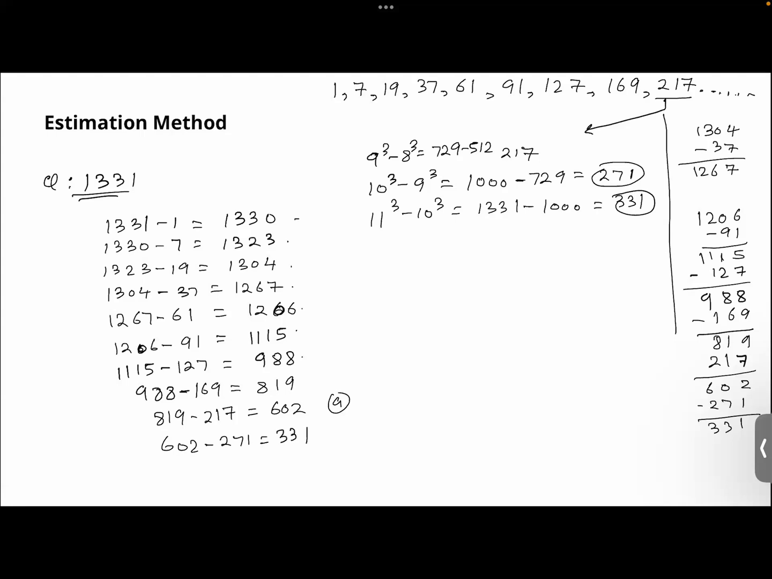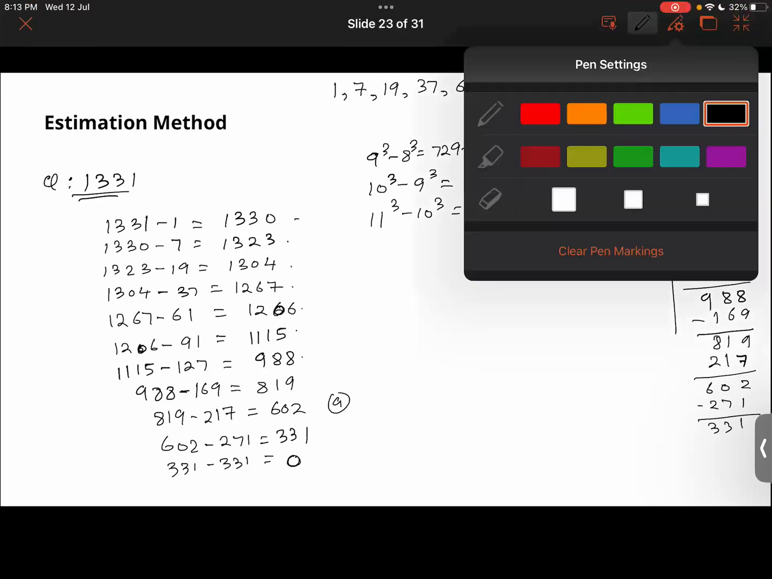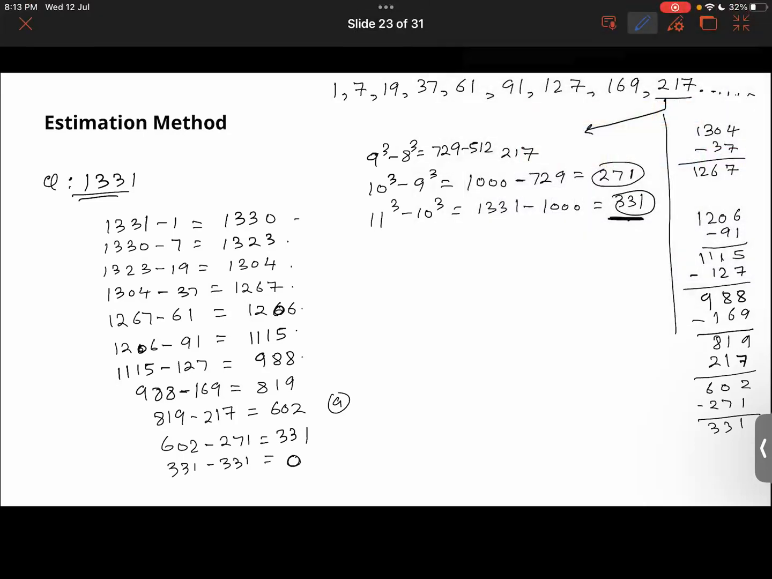And then finally, we will subtract this number from 331. So what value will you get here? That is 0. Now count the number of steps. How many steps are here? In how many steps did we get 0? So 11 steps. Ahmed, did you count the steps? Yes, sir. So in total 11 steps, we got the answer.